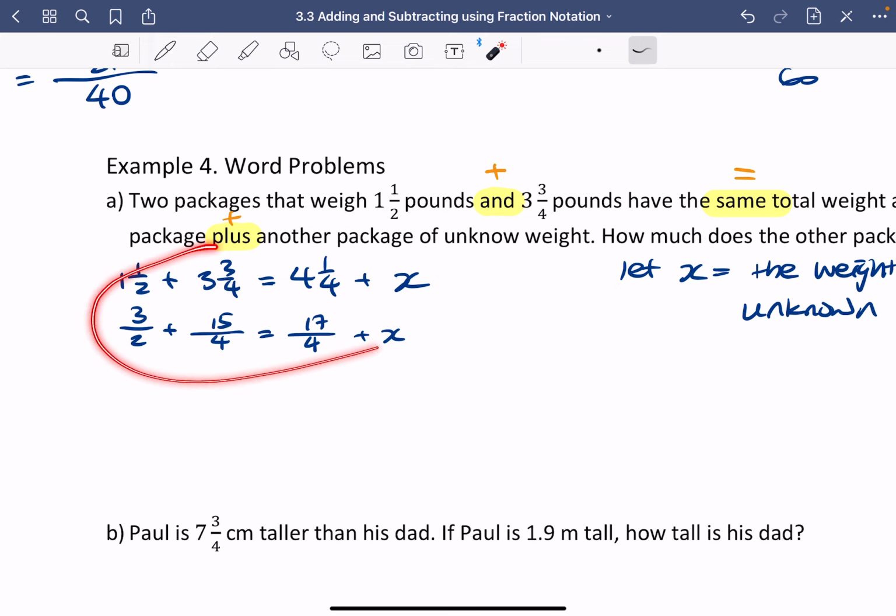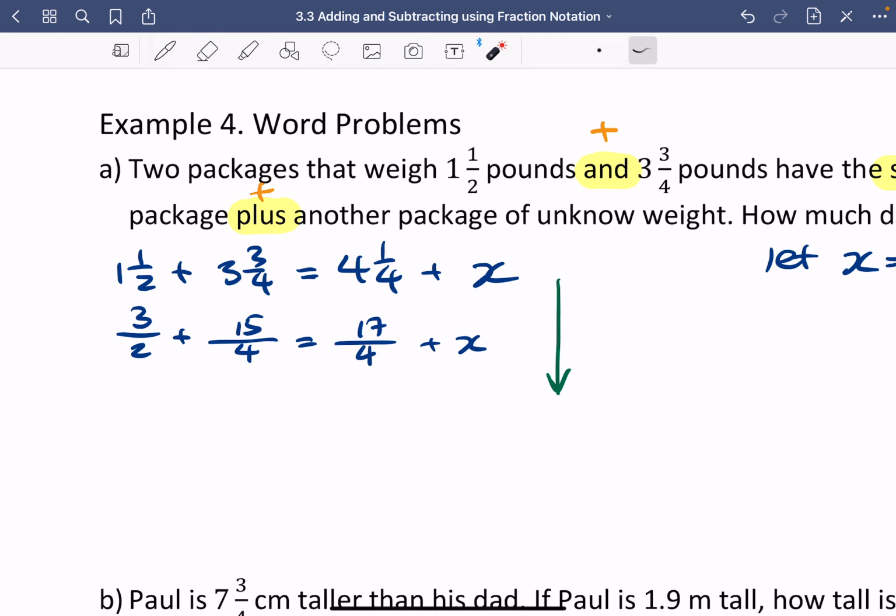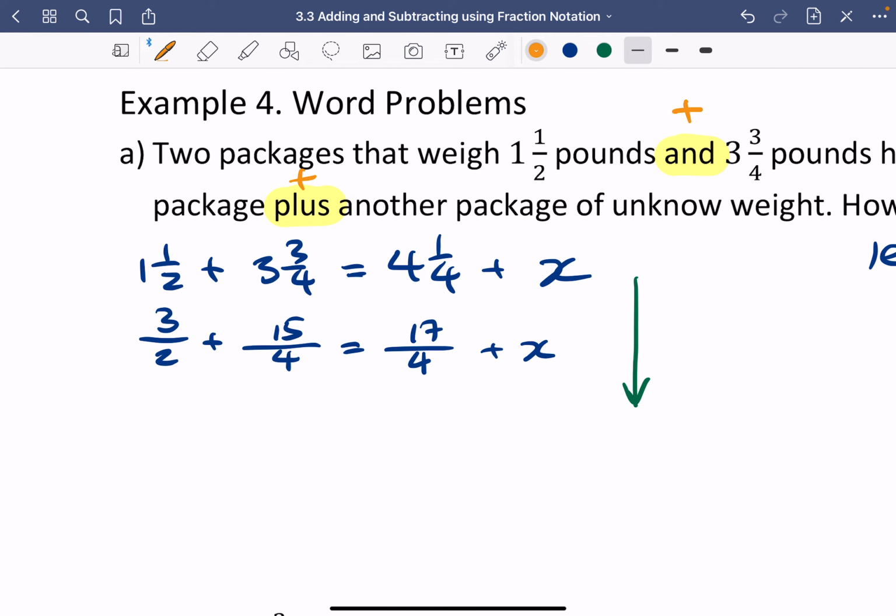Okay, since we have an equation, when you solve equations, you need to do it vertically down, so that it makes sense vertically down. You want to simplify each side first. These two numbers can be simplified, you can add them together. The common denominator is 4, so you need to multiply this one by 2 over 2.